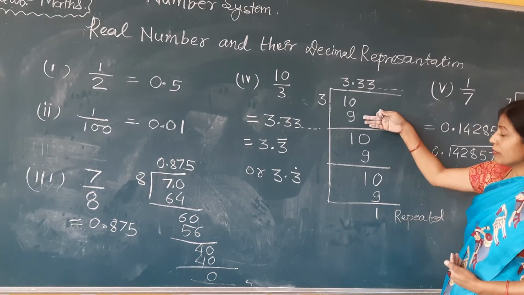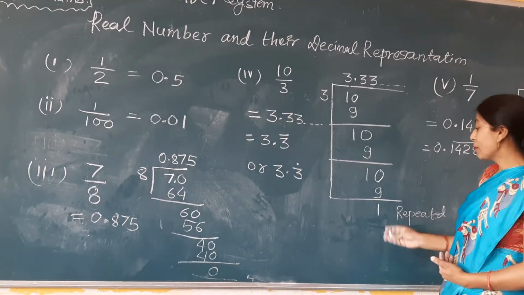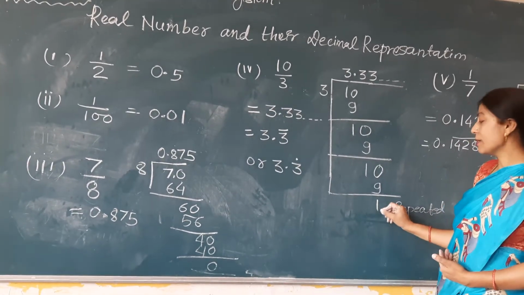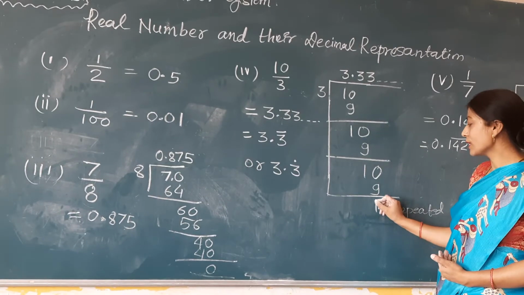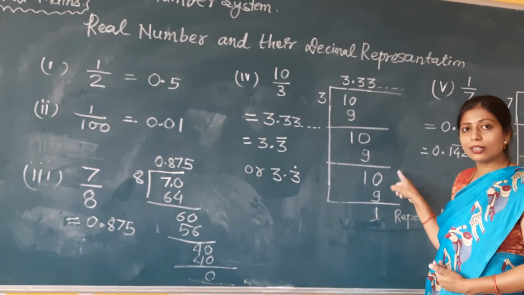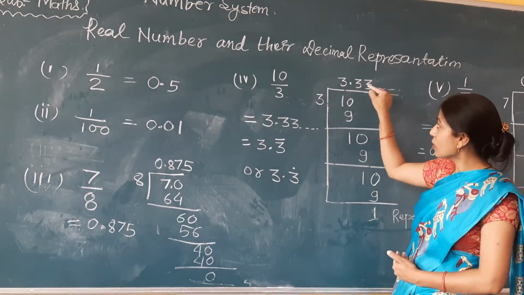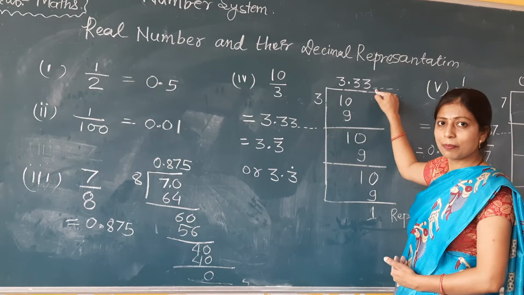Means when we divide, the remainder never becomes 0. इसमें remainder 0 नहीं हो रहा है. Always we get remainder 1. So this is non-terminating and repeating.